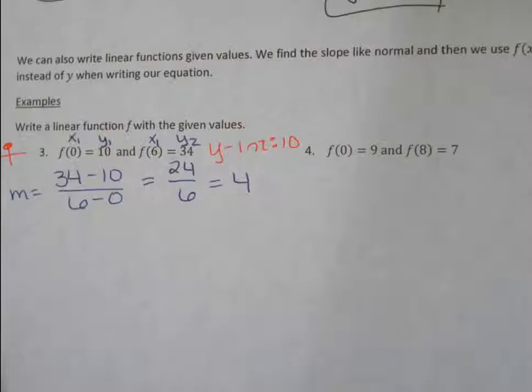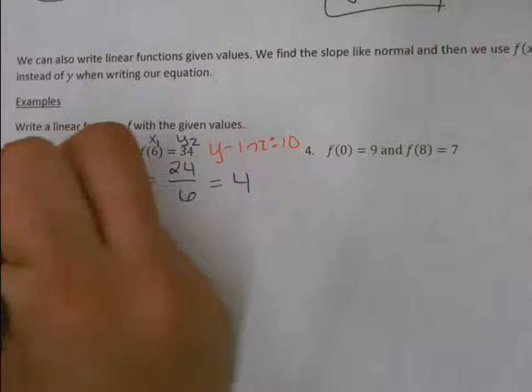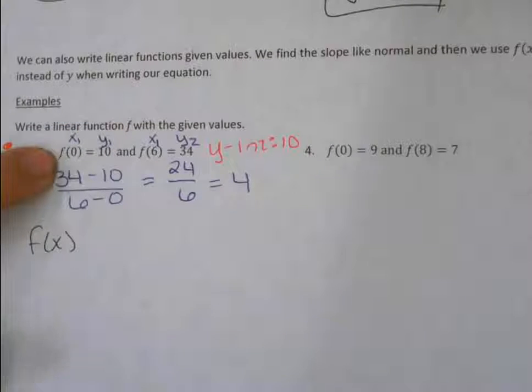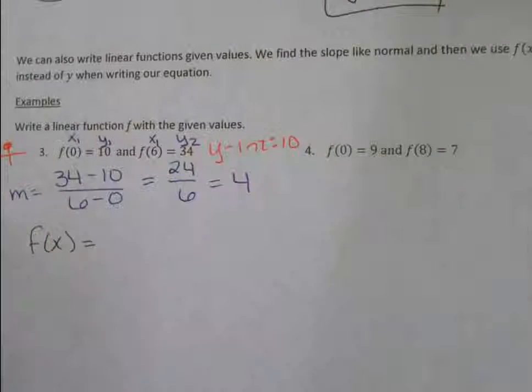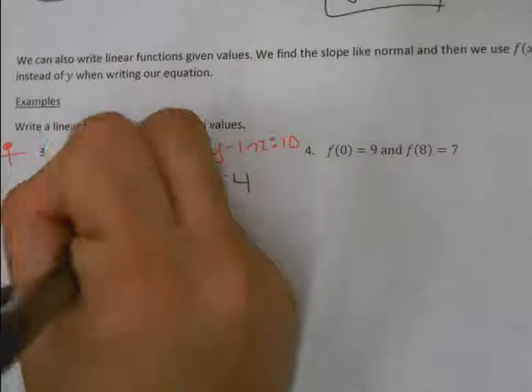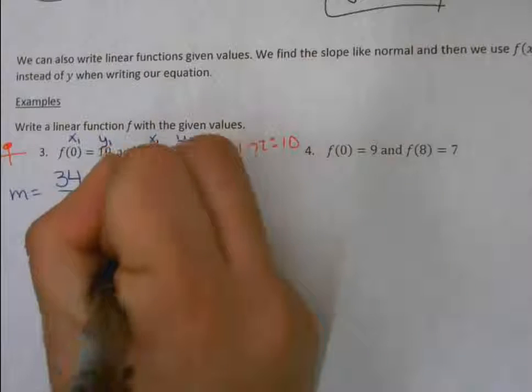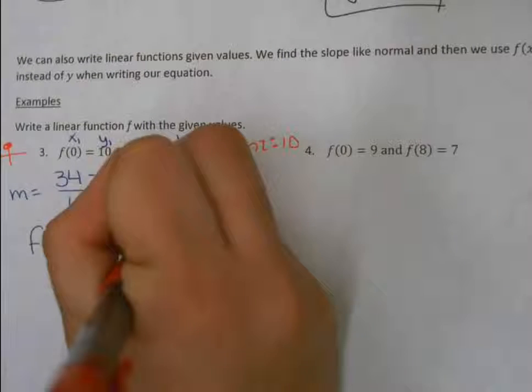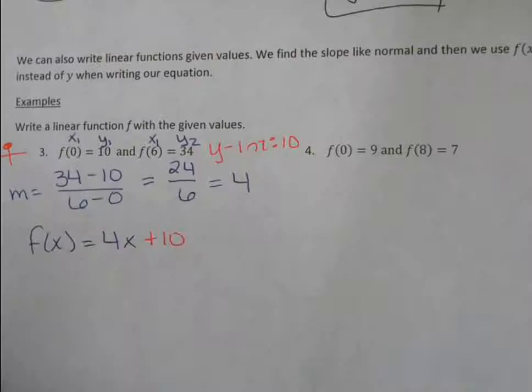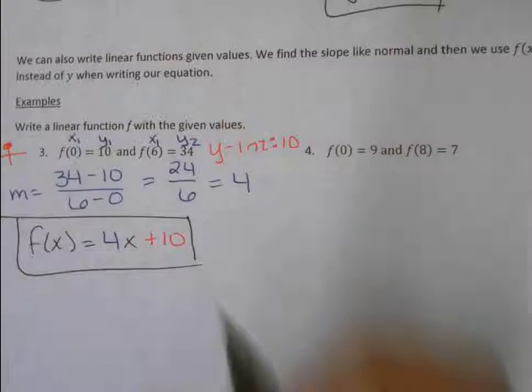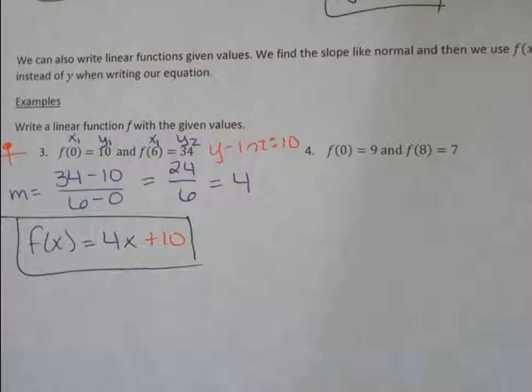And then when I go to write this equation, I'm going to write f of x instead of y because this one didn't give it to me in points, it gave it to me as equations. And then I'm going to have equals 4x plus 10. And that's my answer here. So because this was given to me in function notation, my answer is also in function notation.